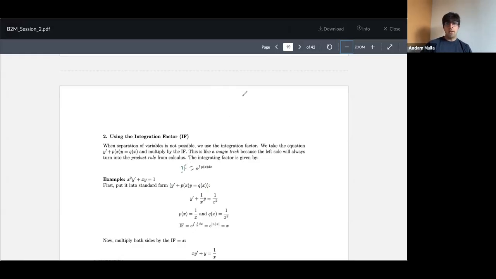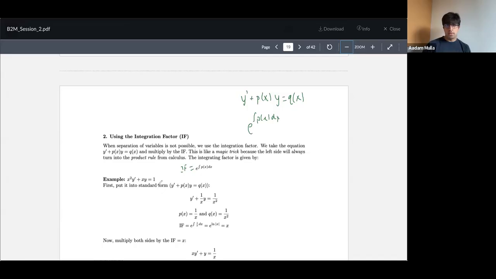So you first have to always think of your original equation as y prime plus p of x times y equals q of x. Okay, so if you can write your original equation like this, then your integrating factor is e to the integral of p of x dx. Okay, and we'll see why this works.